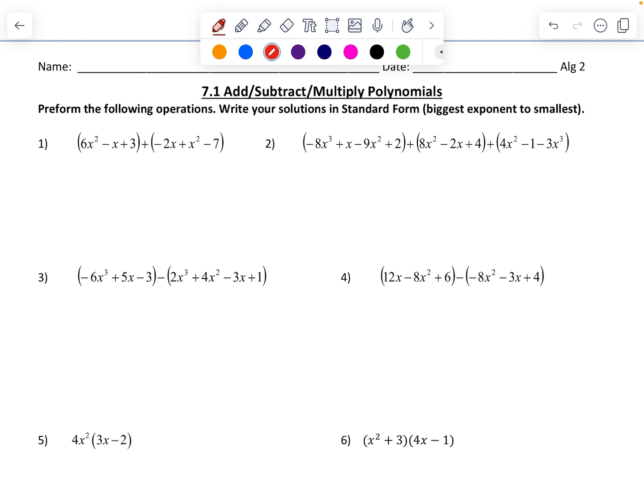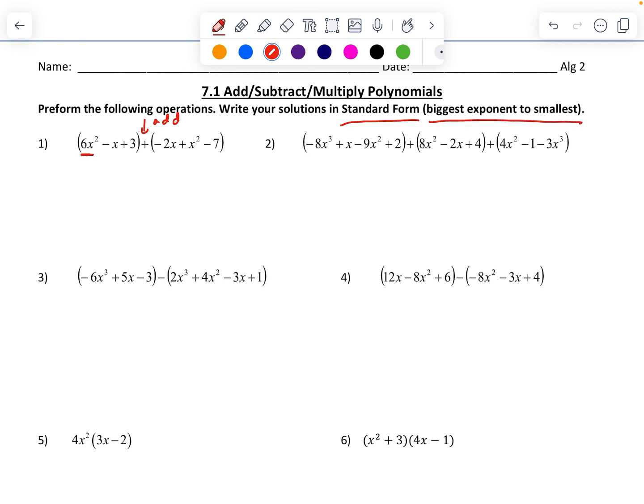When I look at the first one, there's a plus sign in between, so I know I am adding. When you add, you combine like terms. I usually go from biggest exponent to smallest. It says in the instructions, write your solutions in standard form, so we always want to go biggest exponent to smallest.